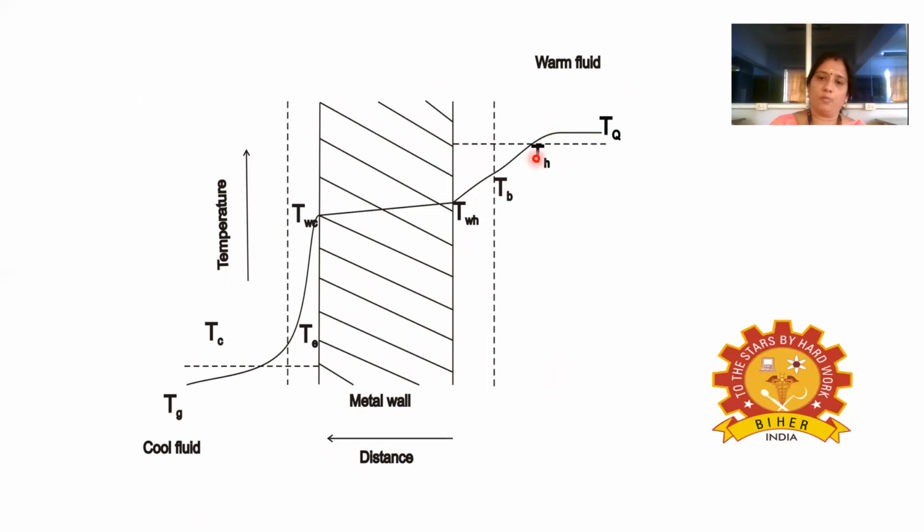Initially, the temperature of the warm fluid is considered as TH, and when it touches the tube wall, it is taken as TWH. At the other side of the wall is TWC. And once it comes to this cold side, the cold fluid temperature is taken as TC.